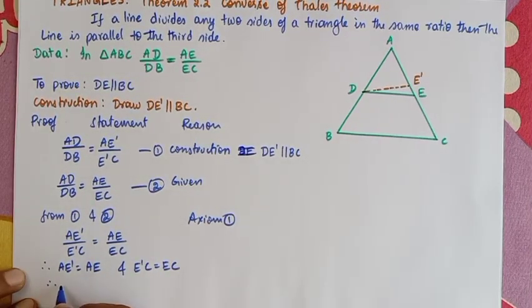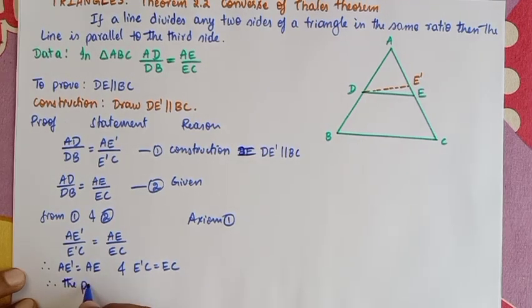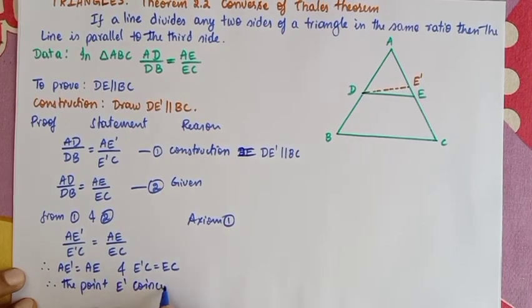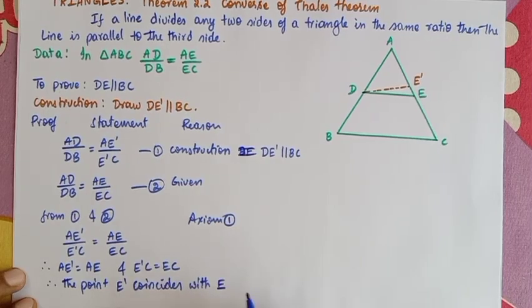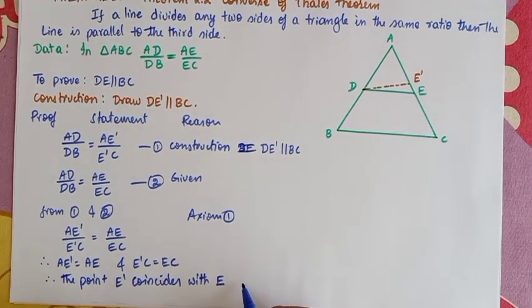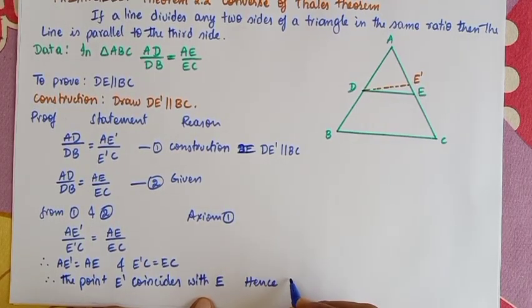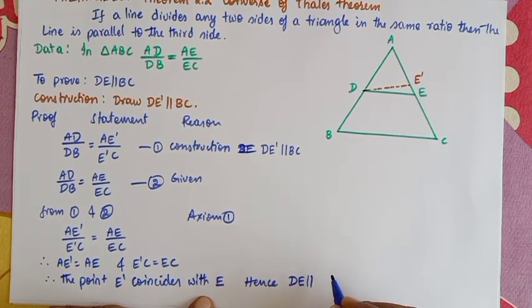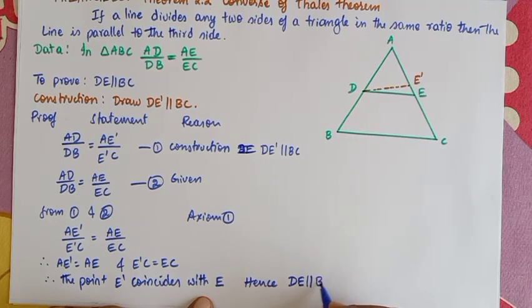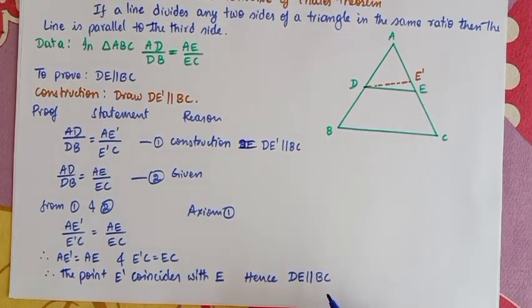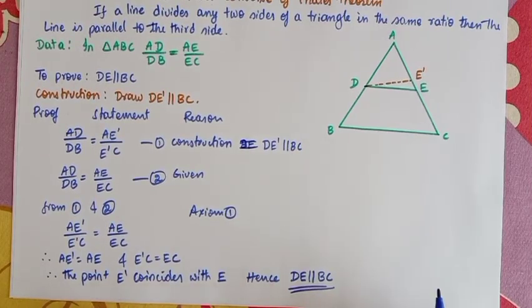Therefore, the point E dash coincides with E. Hence, DE is parallel to BC. This is proved. This theorem is proved.